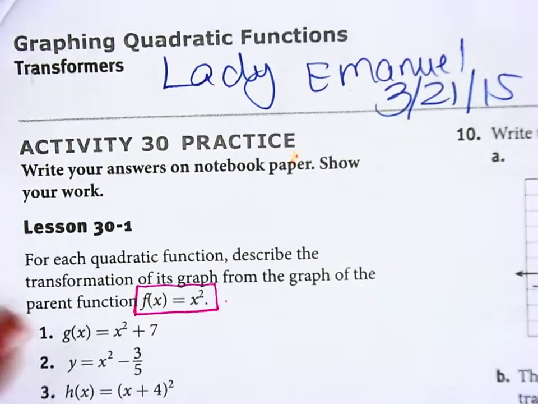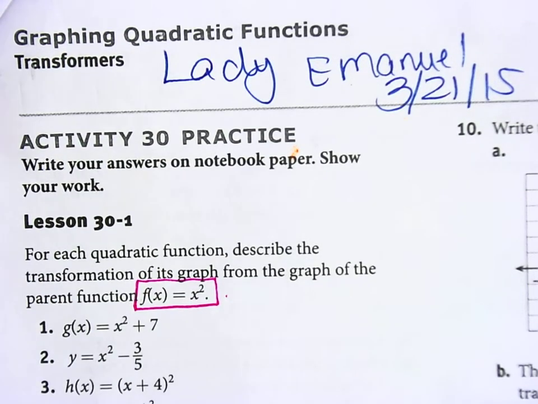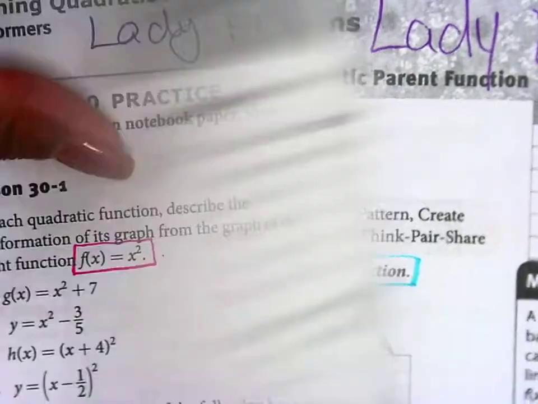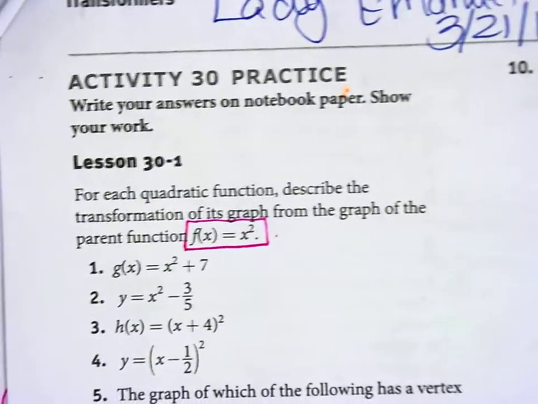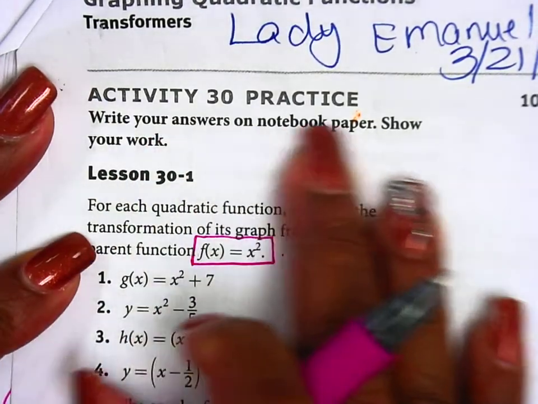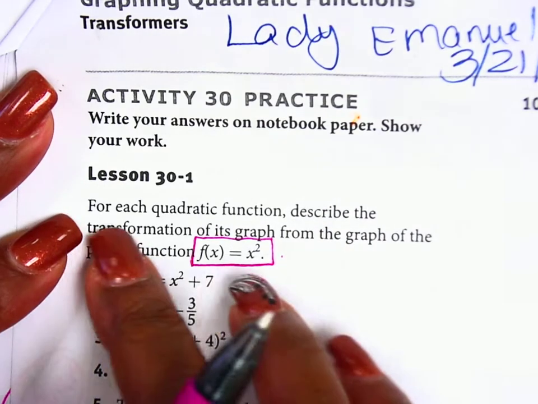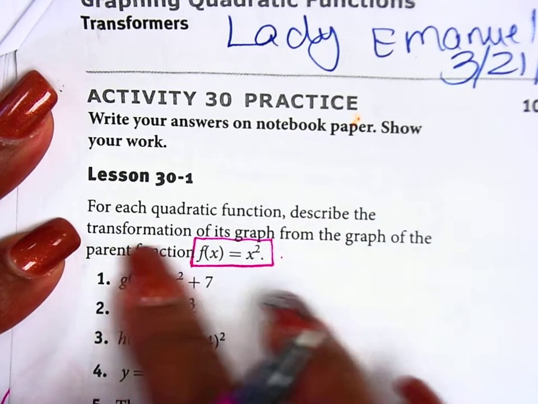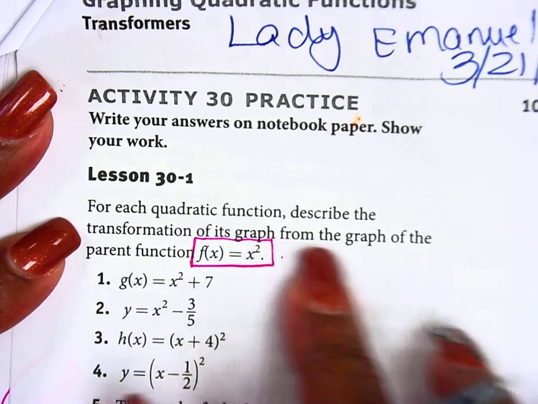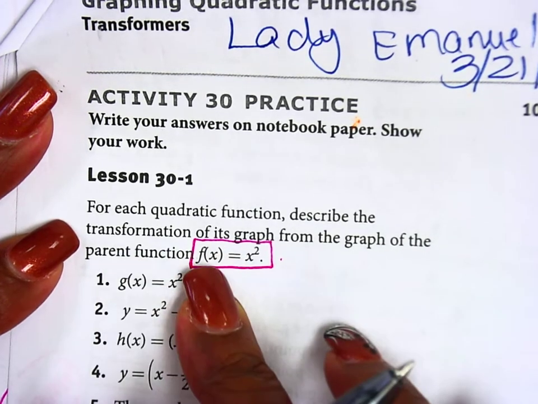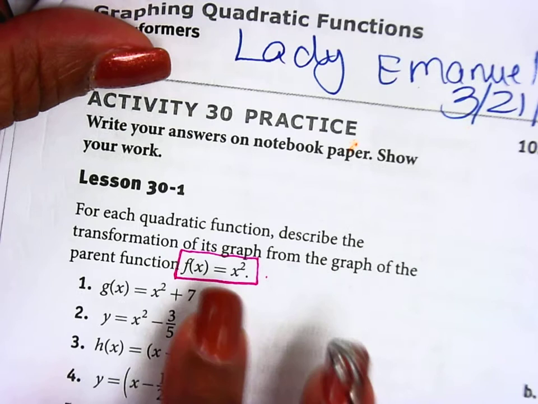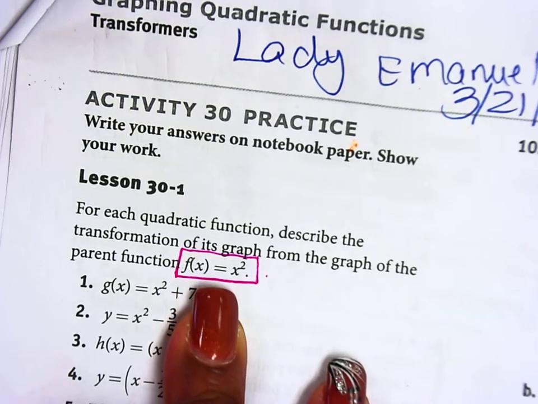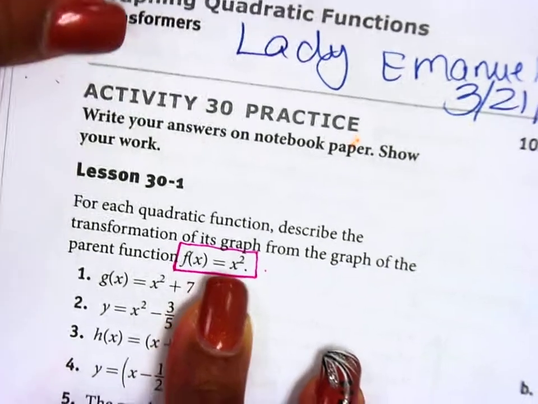It's a review for all three lessons that we have done for transformation: the translation one, the stretching and shrinking one, and the multiple transformation. Make sure you write your answer on notebook paper and show your work. For each quadratic function, describe the transformation of its graph from the graph of the parent function. Guys, you should know all the information for the quadratic first: the vertex, the domain, the range, and the axis of symmetry.